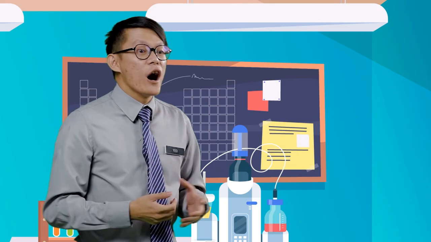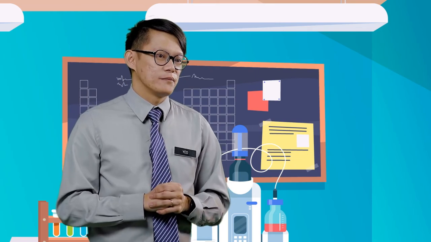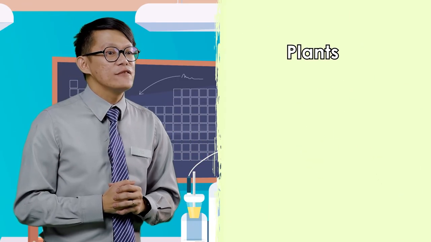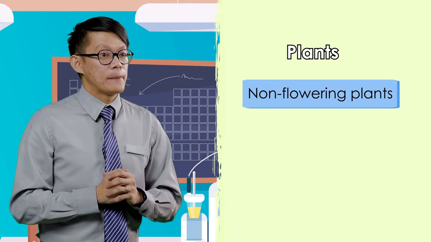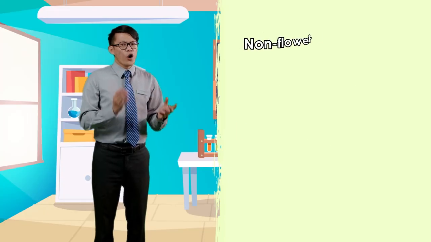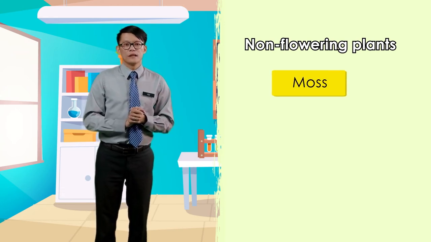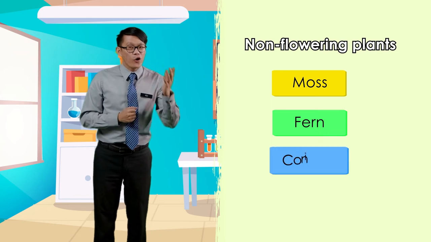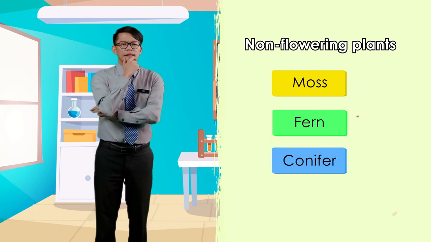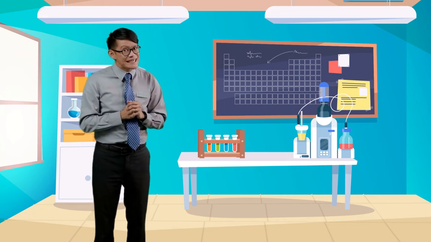Pupils, just now we learned about classification in animals. Now let's learn classification in plants. Plants are classified as non-flowering plants and flowering plants. Non-flowering plants consist of moss, fern, and conifer. What are the common characteristics of each of these groups of plants?